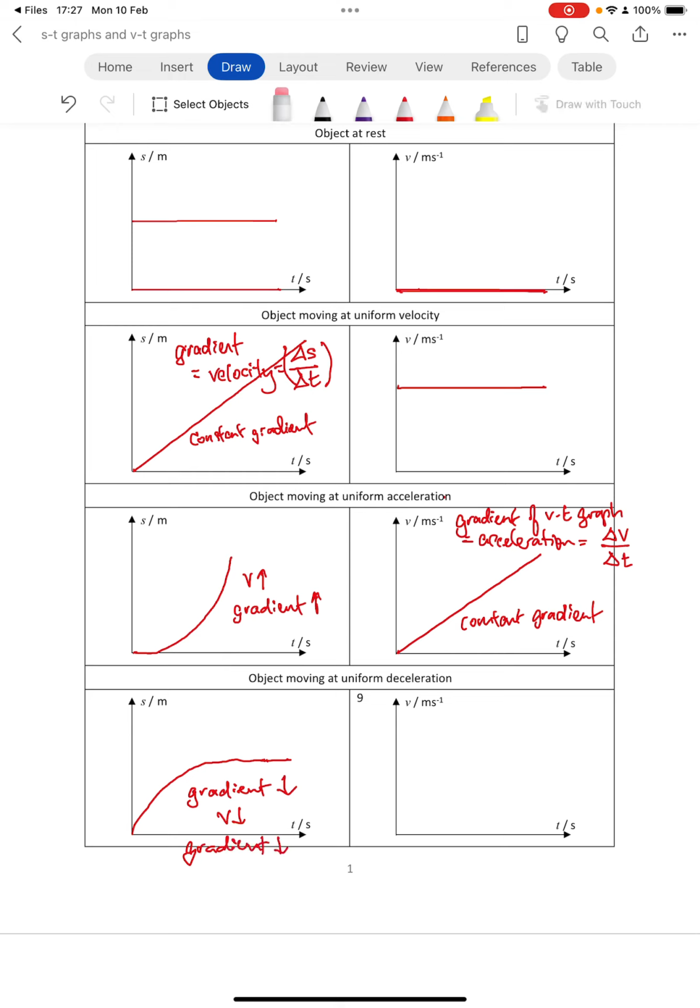Let me erase this. It's the same. Basically velocity decreases, therefore we know that the gradient of a displacement time graph decreases. Then for velocity time graph, uniform deceleration, since the gradient of a velocity time graph is acceleration, and deceleration means negative acceleration, that means that... I'm trying to draw, but it is not coming out.